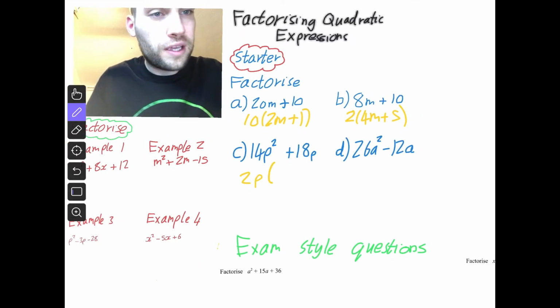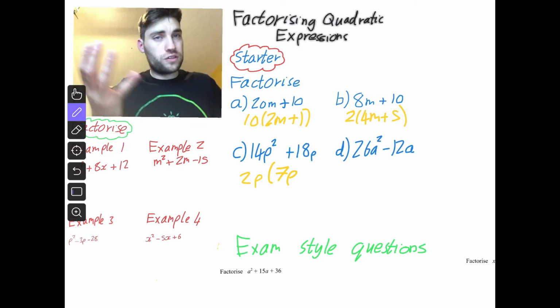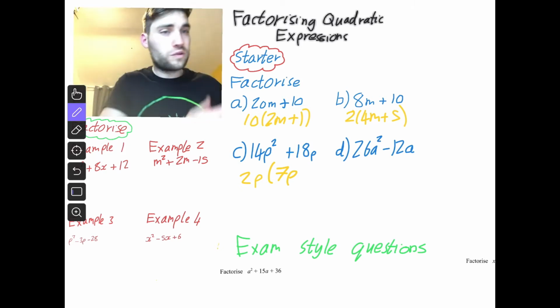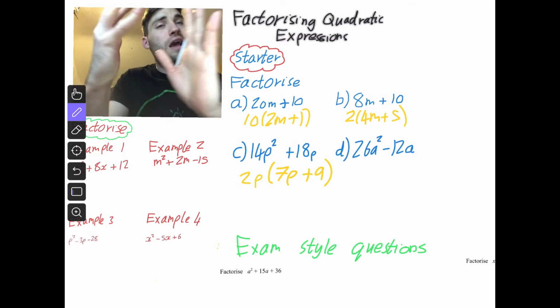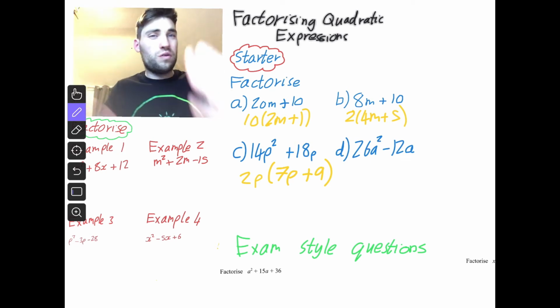Then you open the bracket, and now how many 2s are in 14? That is 7. And then P, because P multiplied by P would be P squared, just like X times X is X squared, and so on. Right, and then how many 2s are in 18? That is 9. Because 2P times 9 is 18P. That's why there's no P after the 9.